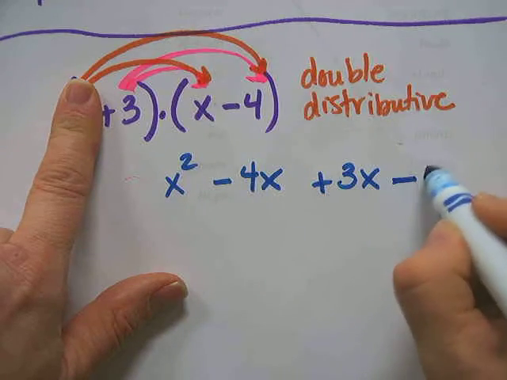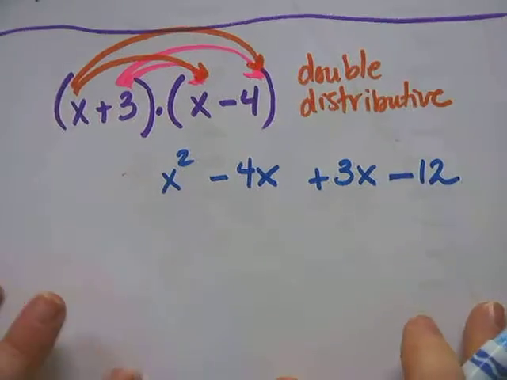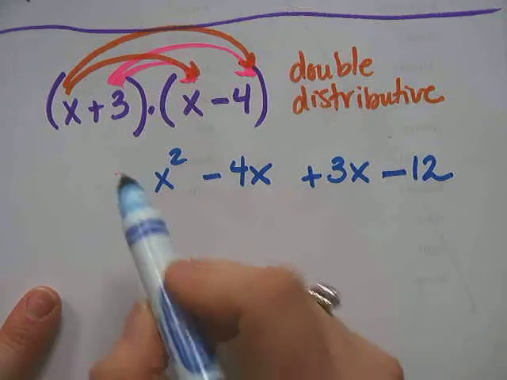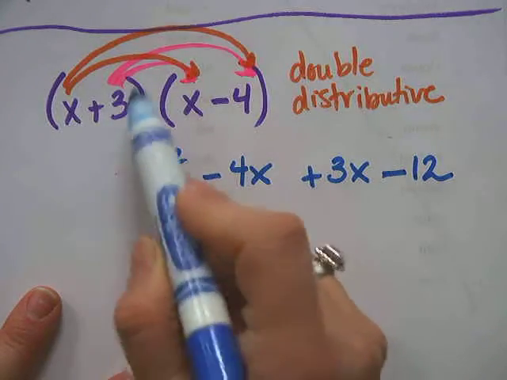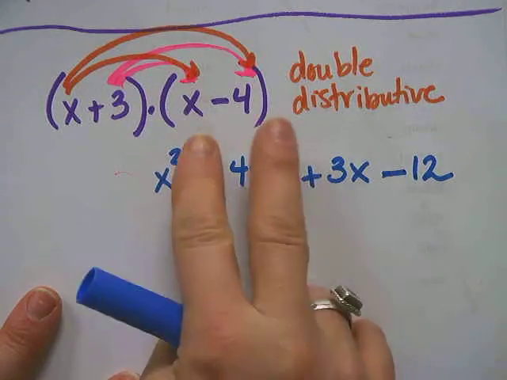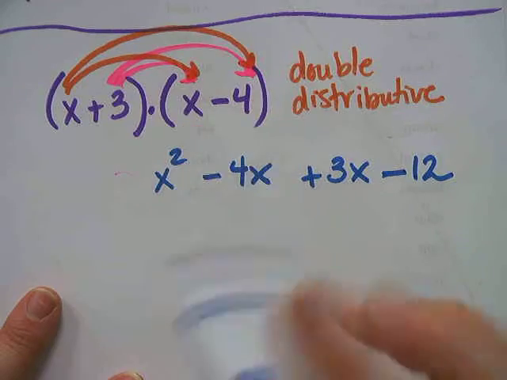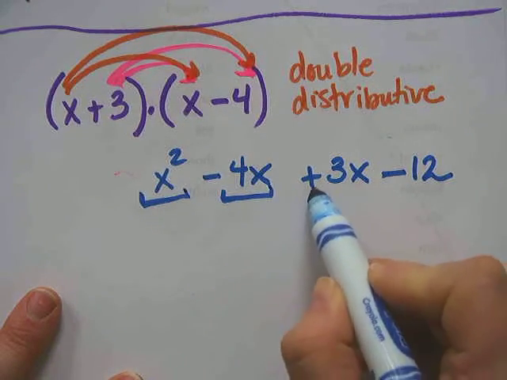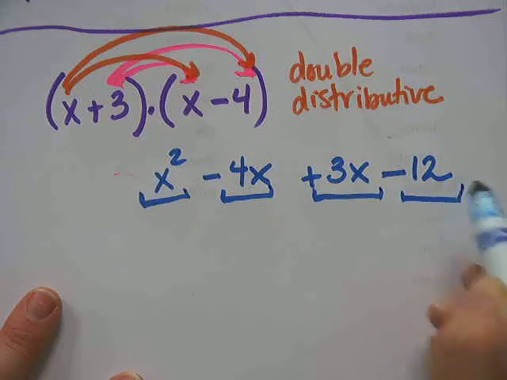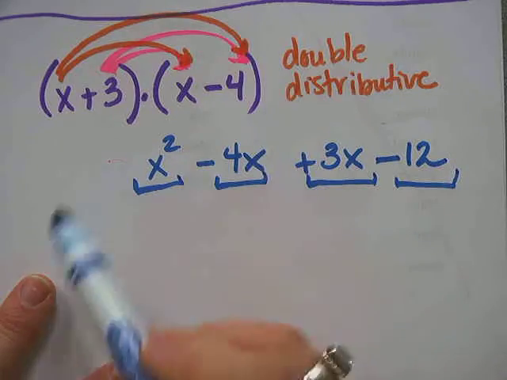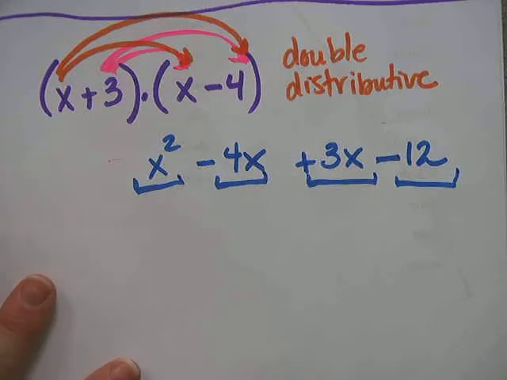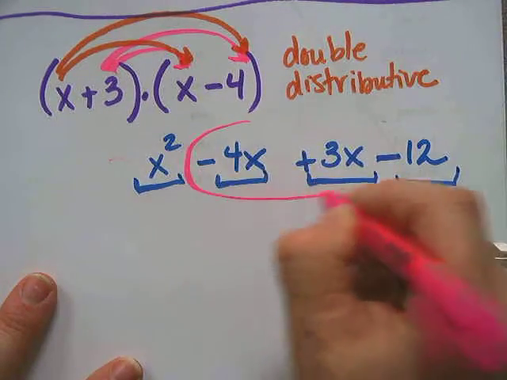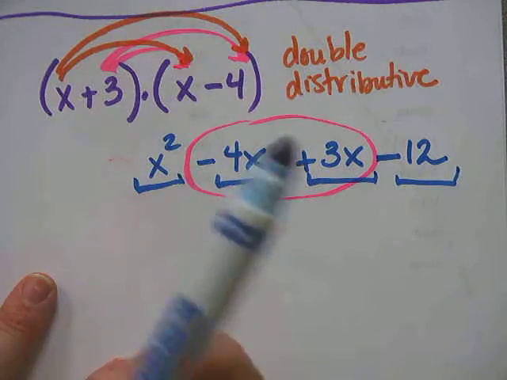3 times x is 3x. And 3 times negative 4 is negative 12. So it should make sense to you that if you have two terms here that have to be multiplied by two terms here, you should end up with 4 terms. 2 times 2 is 4. We did 4 multiplications.